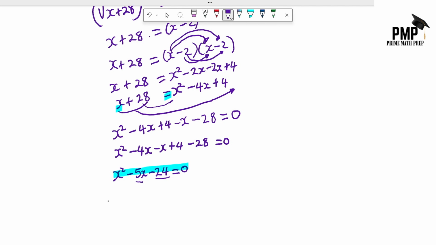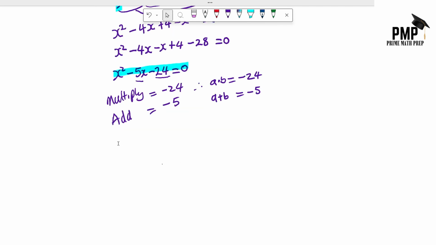Funny, right? So we need 2 numbers that when we multiply, we'll get negative 24. What do I mean? Assuming the numbers are A and B, when we multiply A and B, we should get negative 24. And when we add the 2 numbers, A plus B, we should get negative 5.